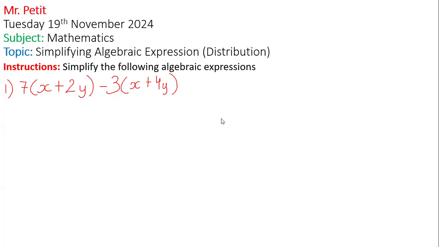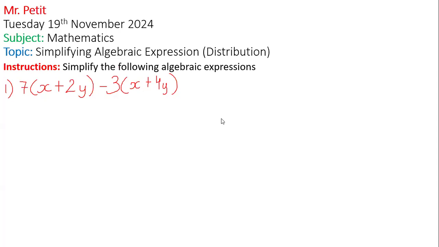Is it like the same thing with the exponents from last class, where no number is automatically a one? No. Multiply the number on the outside by the numbers on the inside. You have to distribute the 7 times the x and then 7 times the 2y, and then minus, and then you do the same distribution, 3 times x, then 3 times 4y.